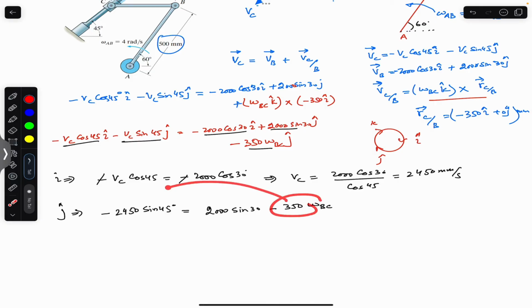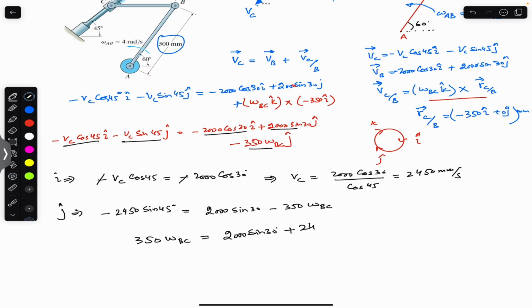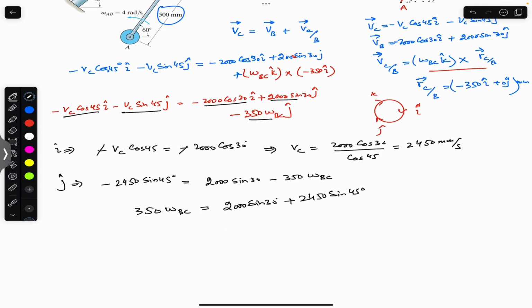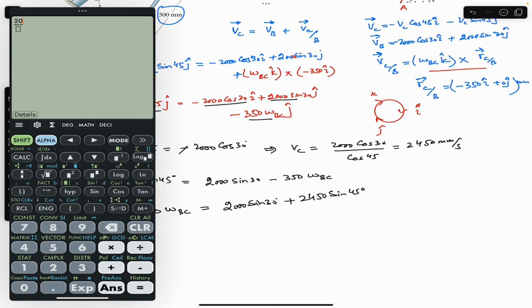So if I bring this term to this side and this term to that side, we will have the equation like this: 350 omega BC equals 2000 sine of 30 plus 2450 sine of 45, and dividing both sides of the equation by 350 will give us omega BC. So let's do it: 2000 sine of 30 plus 2450 sine of 45, divided by 350. So omega BC is approximately 7.81 radian per second.